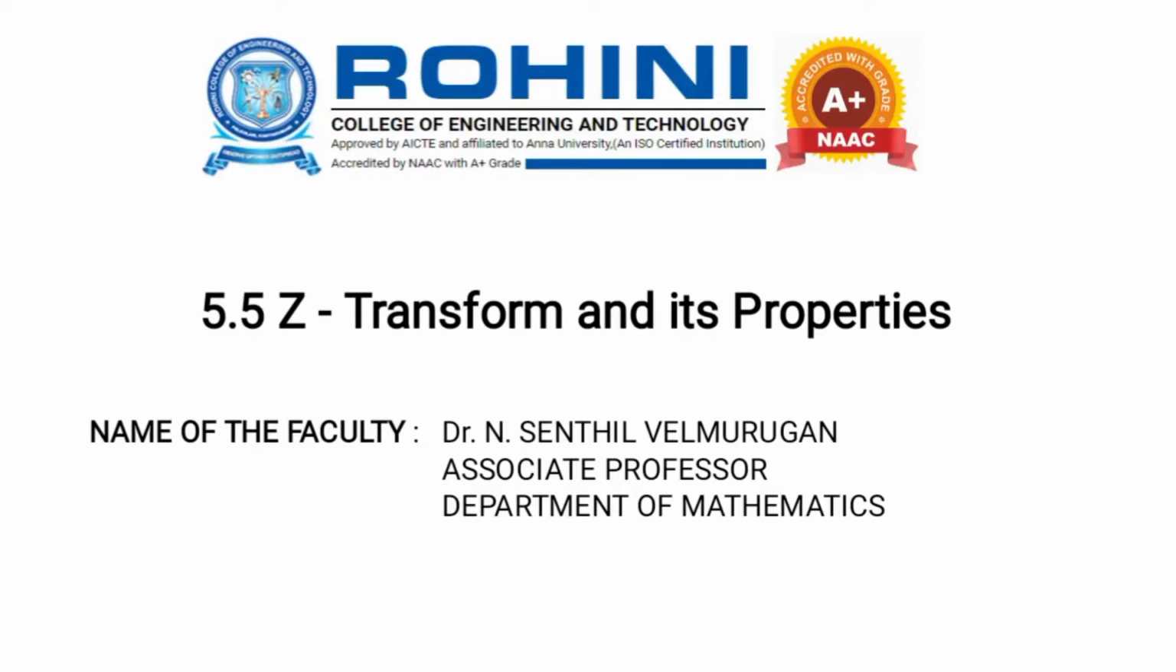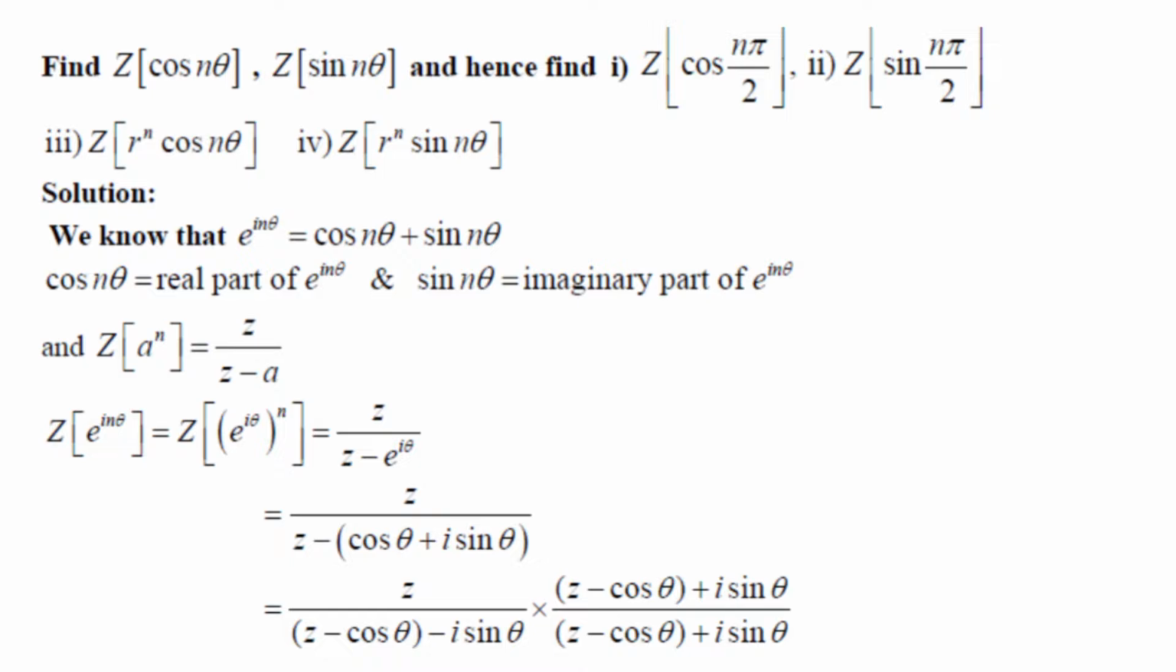Today I am going to talk about Z transform and its properties. So one of the examples: find the Z transform of cos n theta, the Z transform of sin n theta, and hence find the Z transform of cos n pi by 2 and the Z transform of sin n pi by 2, the Z transform of r power n cos n theta, and the Z transform of r power n sin n theta.